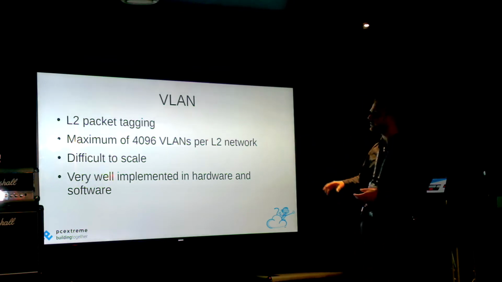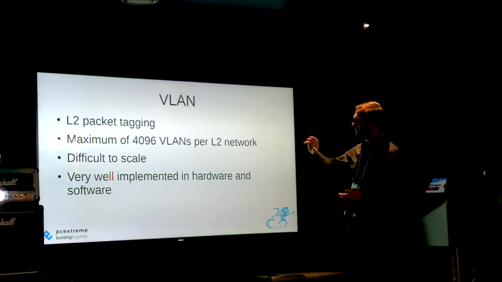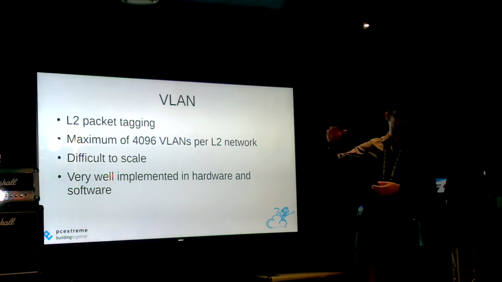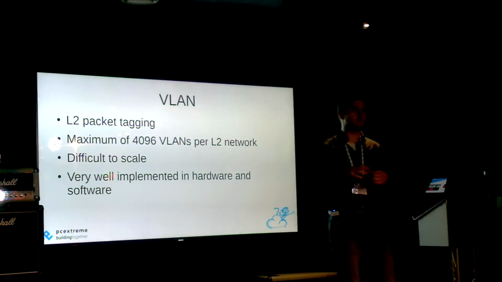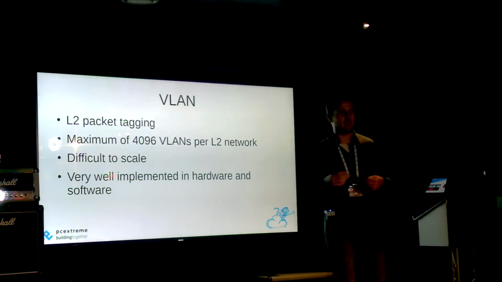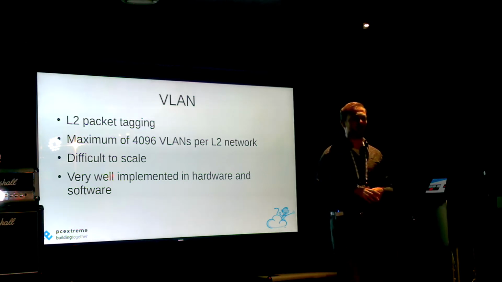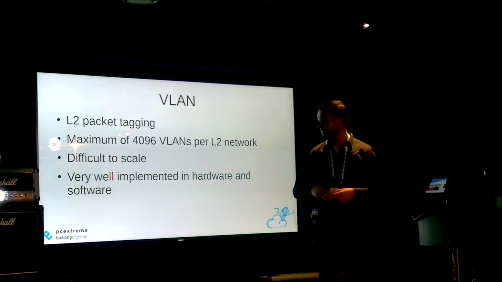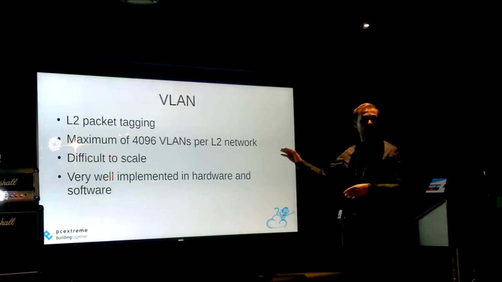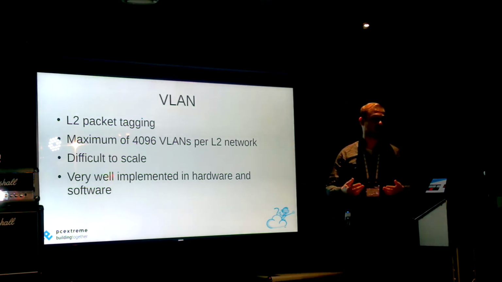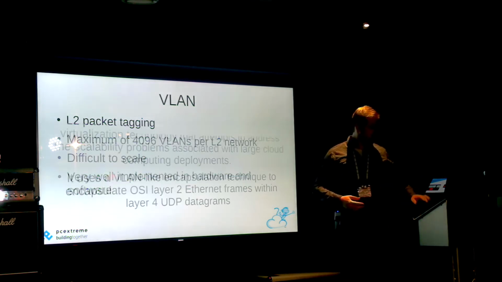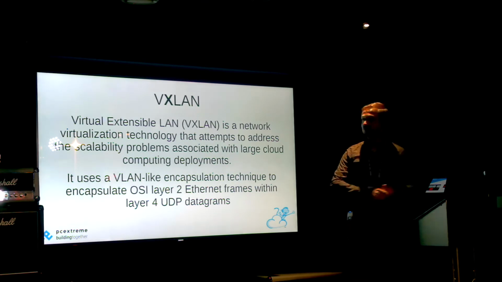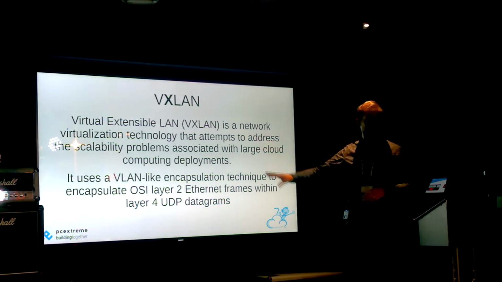However, the 4K might be enough, but it is very difficult to scale a layer 2 network. Making it redundant, spanning tree, all that stuff, you don't want to do that. It's a hassle to get a layer 2 network to stretch out in a big cloud environment. But it is very well implemented in hardware and in software because it's one of the oldest technologies which we have on Ethernet. Looking at VXLAN, I just copied this from Wikipedia, so I didn't type this.